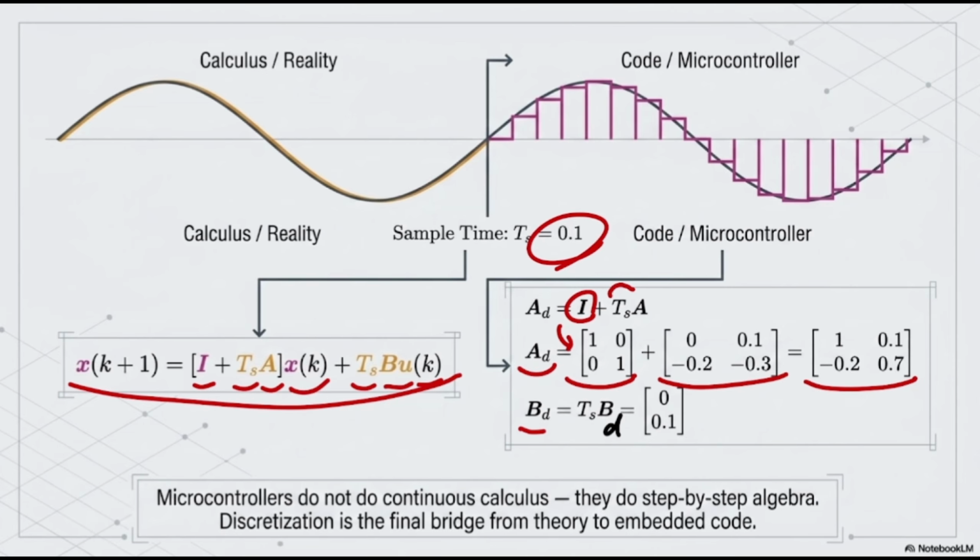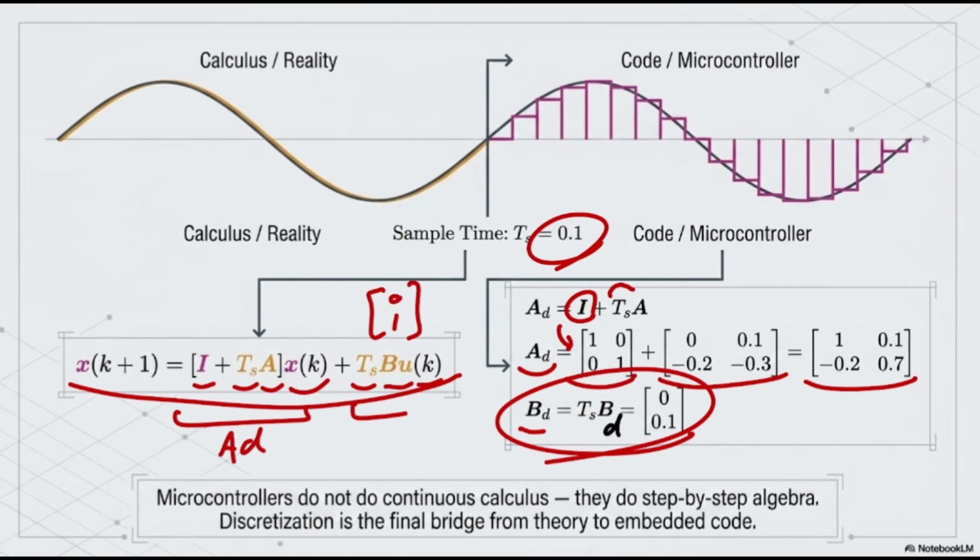So Bd is going to be your Ts, the sample time, times your B matrix. B is going to be [0, 1], and your Ts is going to be 0.1, so your Bd is like this. It means that by finding Ad, which is over here, and by finding Bd, you can find the relationship between your current state and the next state, and you can convert the analog to digital, and it was as simple as that.